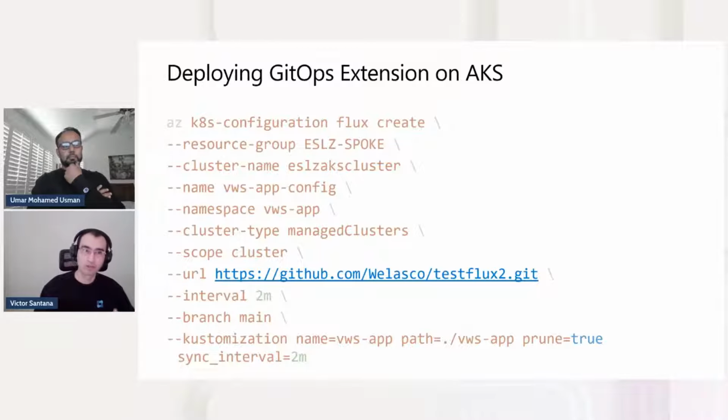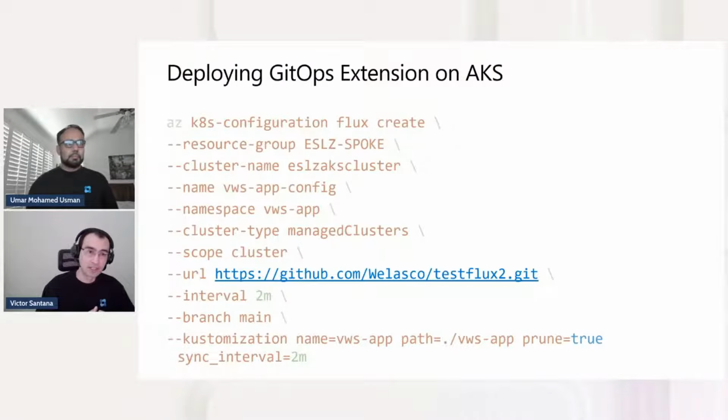Then you have to define the resource group, the name of the cluster, the name of the configuration you would like to use, the namespace inside of the cluster that you would like to be touching, and then you can set the cluster type. If it is set to managed clusters, that means it's a cluster being managed by Microsoft, so it's an AKS cluster. There are some other values for cluster type, which Umar is going to cover when we talk about connected Arc clusters. Yeah, it's going to be connected clusters right there.